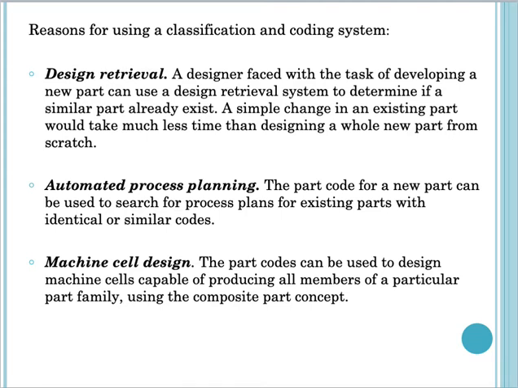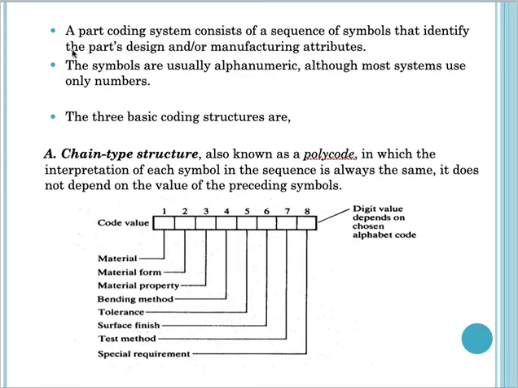Right. If you see a part coding system, consider a sequence of symbols that identifies the part design or manufacturing attributes. The symbols are usually alphanumeric, although most systems use only numbers. The three basic coding structures are... so here, this is a chain type structure. This is what a coding is.